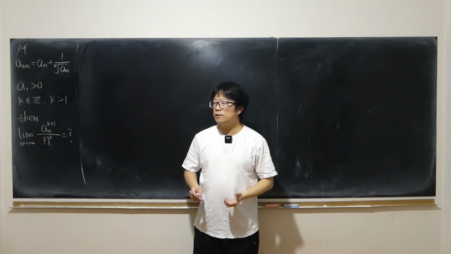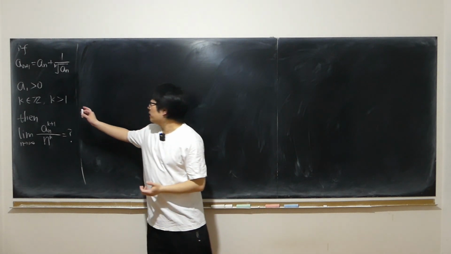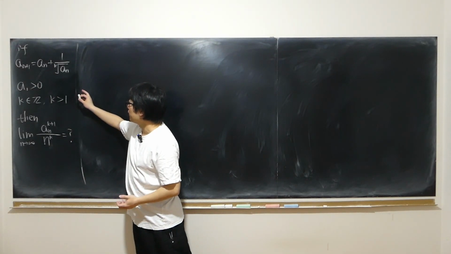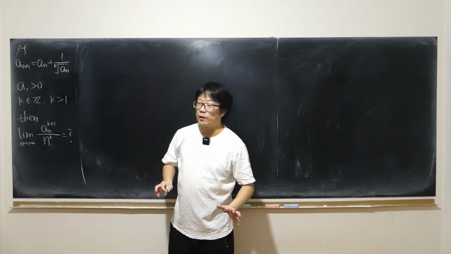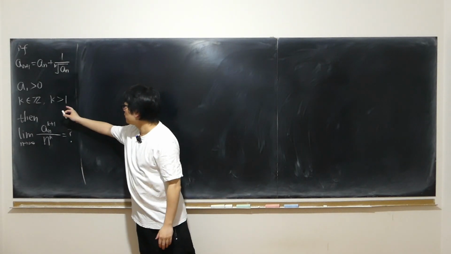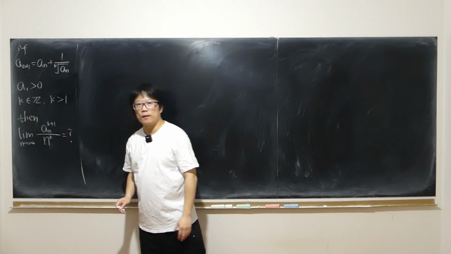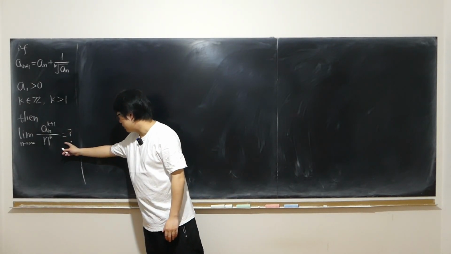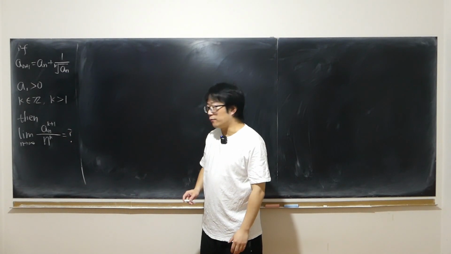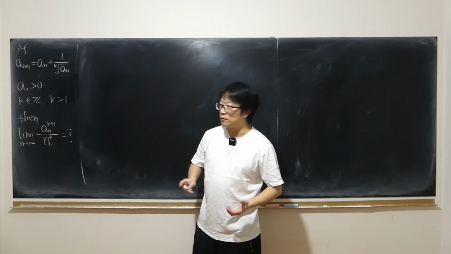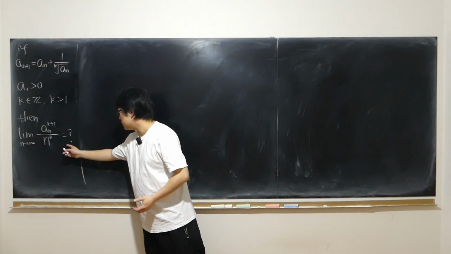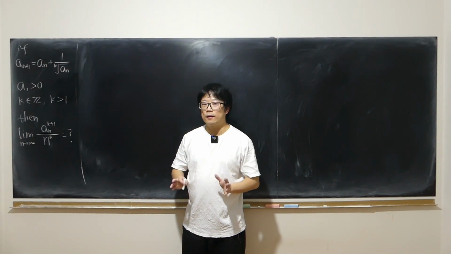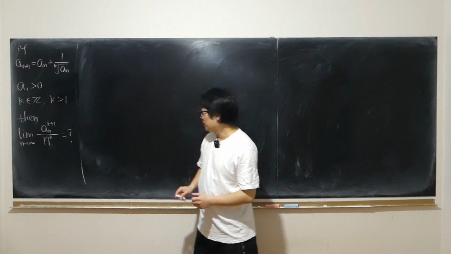We define a recursive sequence: a_{n+1} is equal to a_n plus 1 over the kth root of a_n. We let a_1 be greater than 0, where k is a positive integer greater than 1. Then what's the limit of a_n to the power k plus 1 over n to the power k? If a_n has a limit, or is bounded, then this limit is obviously 0. So I'm guessing a_n is most likely tending toward infinity.